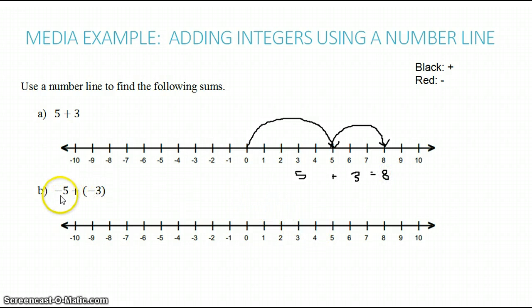Let's look at the next one. Negative 5 plus negative 3. So let's get our red pen, and we're going to start at 0 and go to our first addend, which is negative 5.